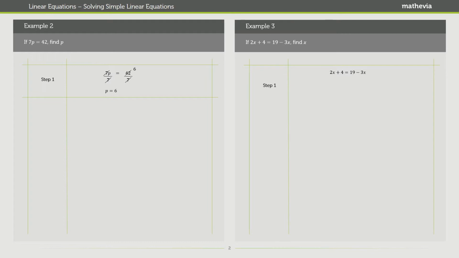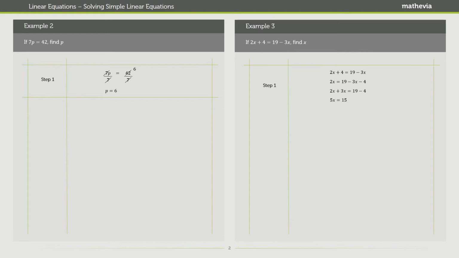What we're going to do is try to get all the x's together and all the numbers together. So we want 2x and 3x on the left, and 4 and 19 on the right. First I'm going to move 4 over to the right, plus 4 becomes minus 4. We're left with 2x equals 19 minus 3x minus 4. Then we move minus 3x over to the left and it becomes plus 3x. So we're left with 2x plus 3x equals 19 minus 4.